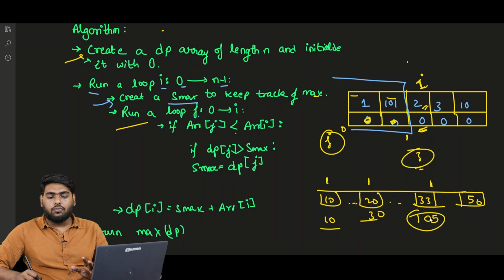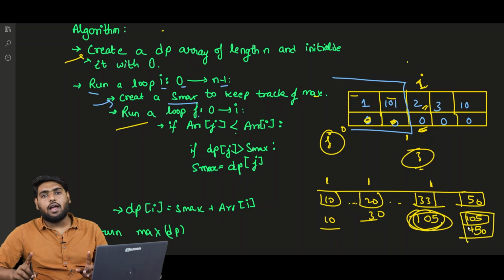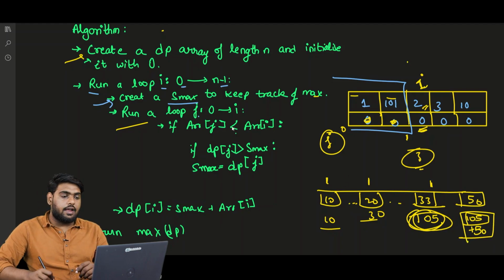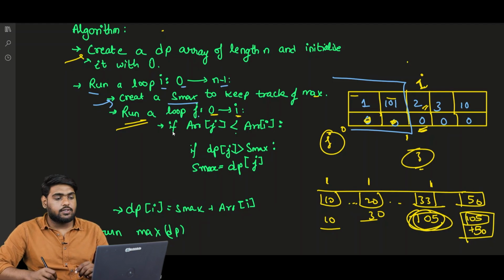So just to let you know that if this is the biggest value, we need to put this here, and then we will add 50 to it. Fine, this is what we have to do. For this, I've taken this J loop, right? It will be going from 0 till where my I is. Every time I'm going to be comparing my jth with my ith value.